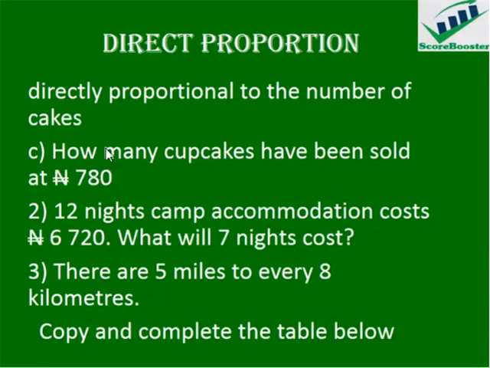So we are asked to tell how many cupcakes have been sold at 780 naira. You know what you do before this? Before you can find the number of cupcakes that have been sold for 780 naira, you are first going to look for the relationship between the number of cupcakes and the cost of cupcakes. So after that, you now find the number of cupcakes that has been sold for 780 naira.